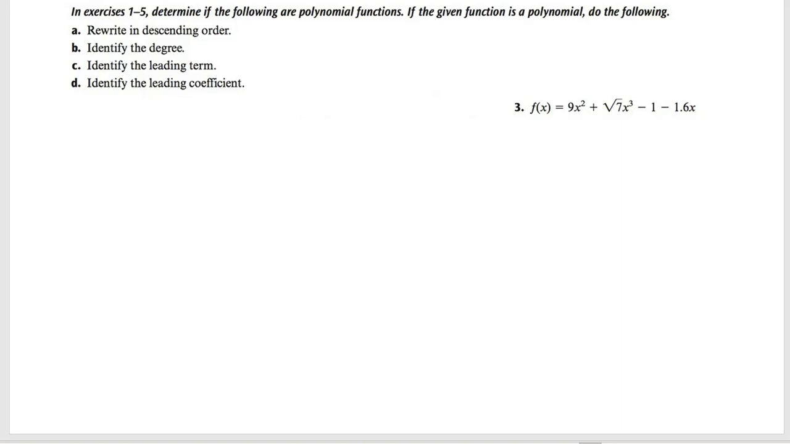Okay, let's look at problem number 3. Now, it says A, to rewrite in descending order. This means we want to have the highest power first, the highest exponent. So we look here, we see that we have an exponent of 3. We put this term first. Our next highest exponent is a 2. So we put this term next.